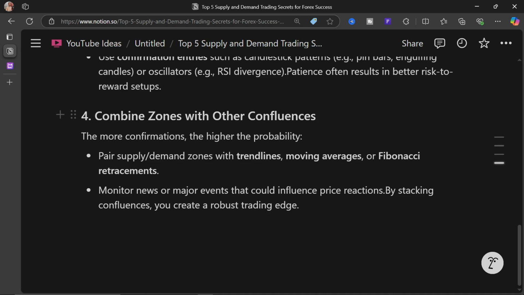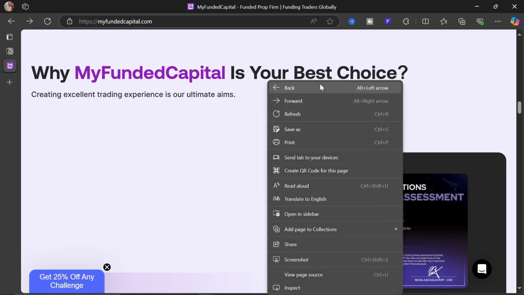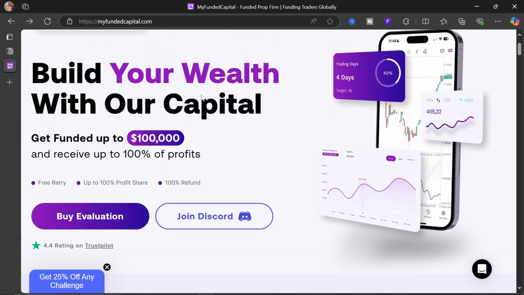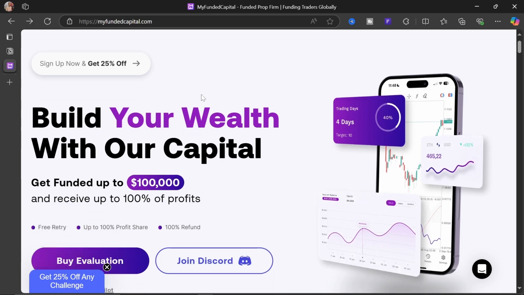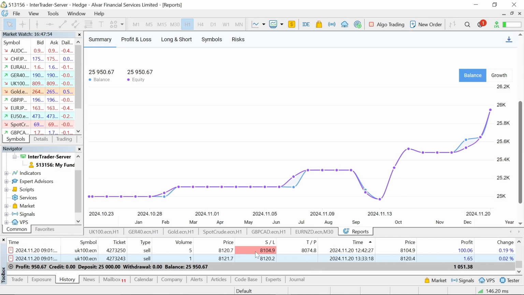Now, before we get to the final step, for those of you who are wondering which firm I'm using, I'm basically using Funded Capital. That's why I took all of this trade. I'm trading a 25k challenge account. That's why I took all of the trades that I'm sharing with you right here. And here are all the trades.